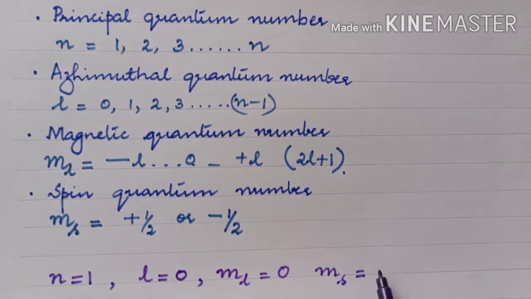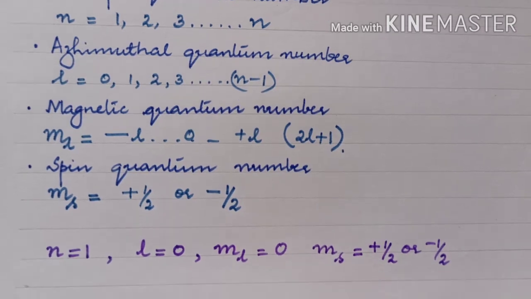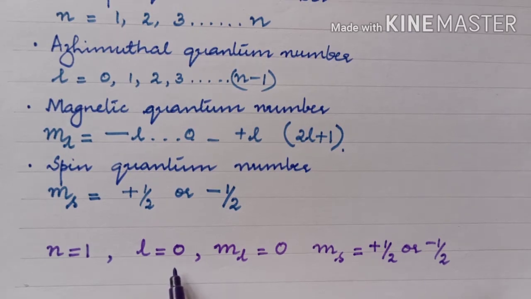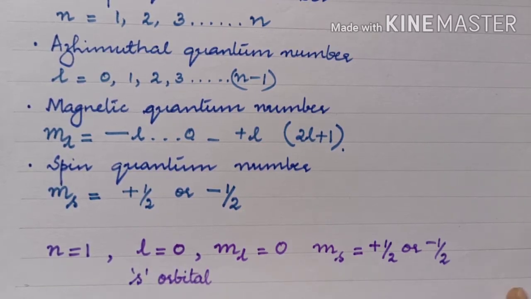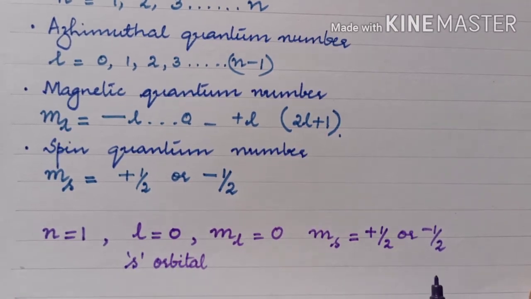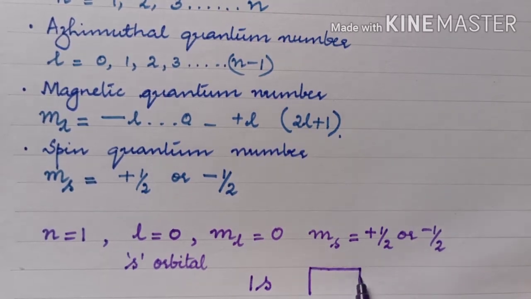Now coming to MS. MS will always have plus half or negative half. That means in a particular orbital we have two different electrons. Now we shall see L value is equal to 0 denotes S orbital. And so this particular orbital having the following quantum numbers can be represented as 1s, and it will have maximum capacity of 2 electrons, which we will represent as a box.